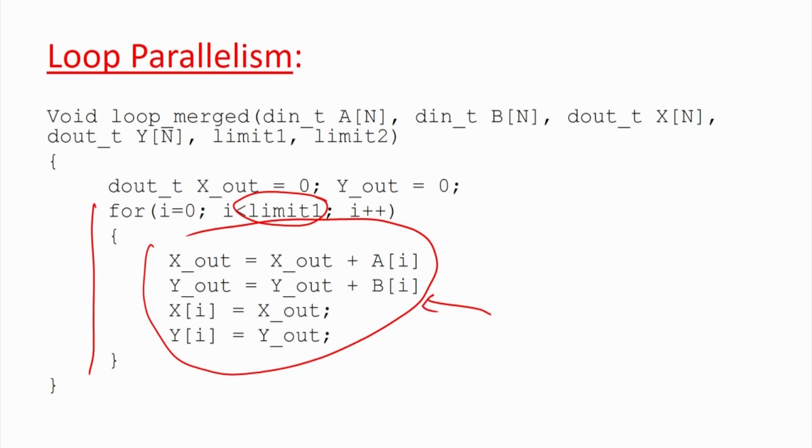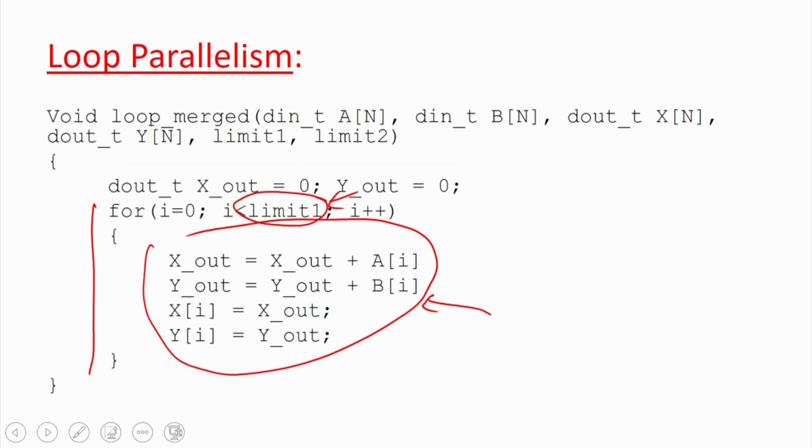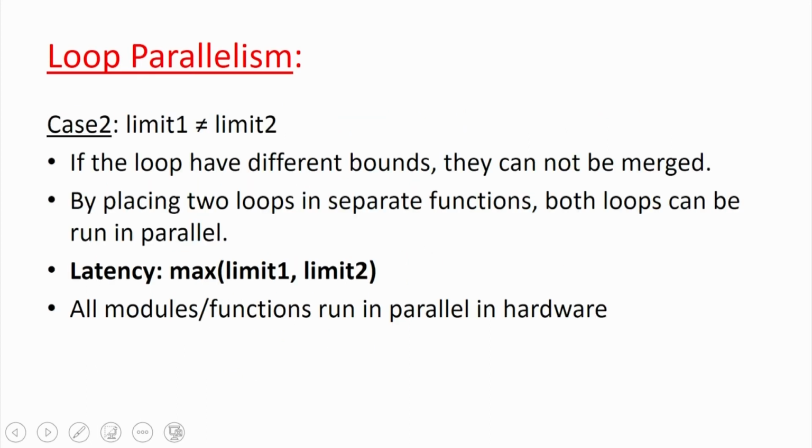So, the number of cycles required here is limit 1, instead of limit 1 plus limit 2. I now need only limit 1 number of time steps. This is a very corner case, because only if the two loop bodies are the same can you do that. So the next scenario I am going to consider is case 2: your limits are not the same, so you have different limits, but your loop operations are the same.